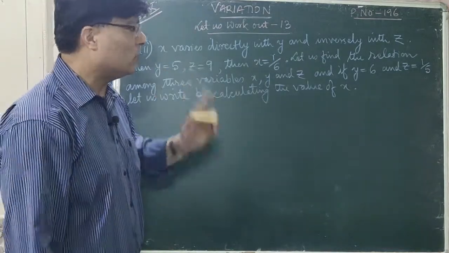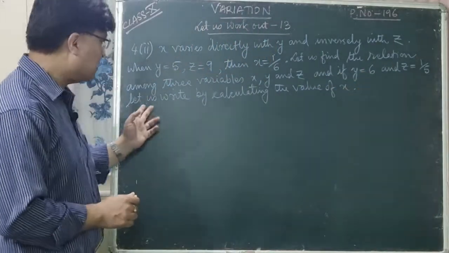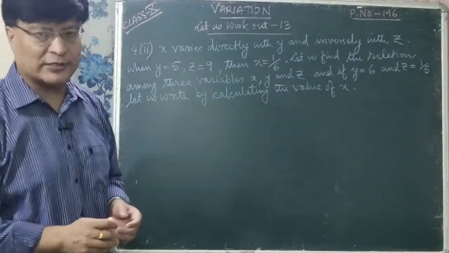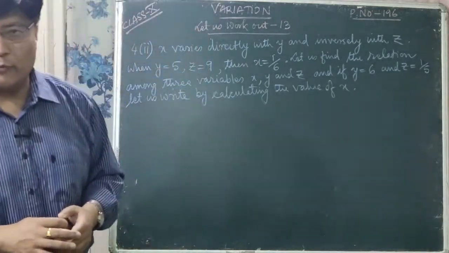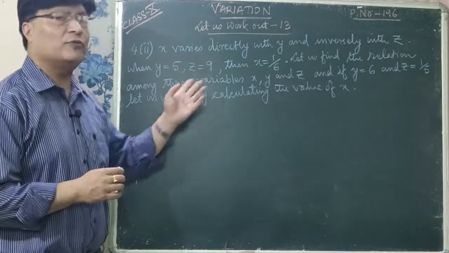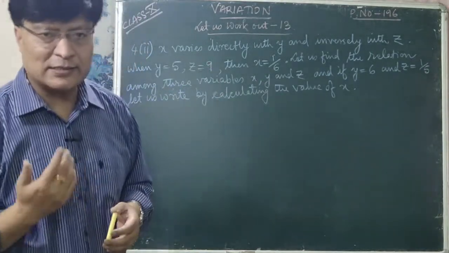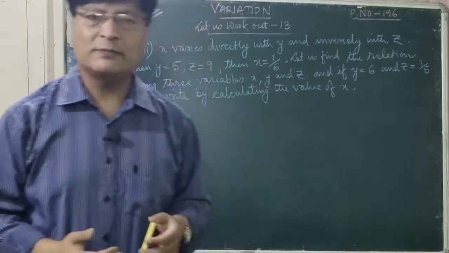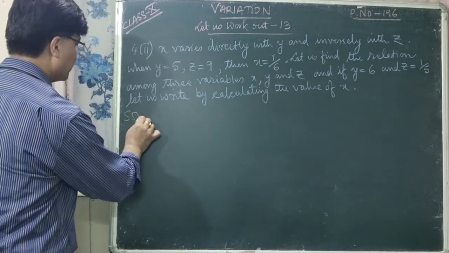Okay. Now if y is equal to 6 and z is equal to 1 by 5, let us write by calculating the value of x. So if the value of y is 6 and the value of z is 1 upon 5, you have to find out the value of x using the relation that is given by the first part. Is that clear? Now let's do the solution now.